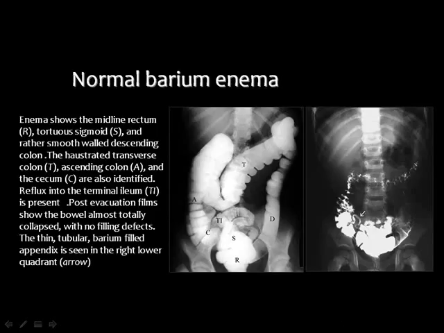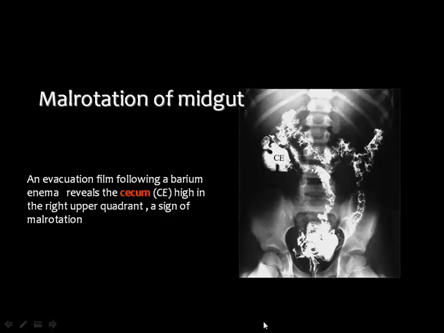Then finally we came to the assessment of the colon, and the colon is assessed by the barium enema. And this is the normal appearance of the barium enema, showing the different colonic segments as well as part of the terminal ileum due to reflux of barium in the small bowel secondary to incompetent ileocecal valve. And in this evacuation film, you can see clearly the appendix, which is well delineated by barium.